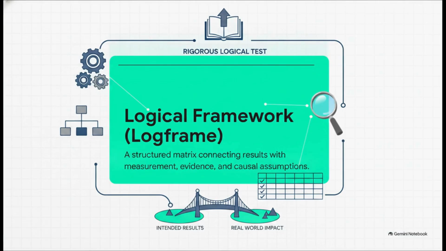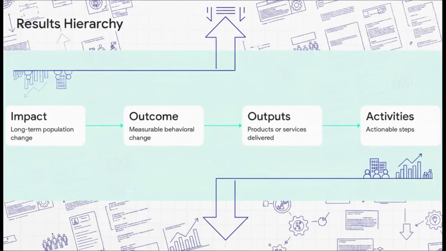Now, I want to clear something up right out of the gate here. A logframe is a structured matrix connecting intended results with measurement, evidence, and external causal assumptions. What it is not is just some annoying donor reporting template that you frantically fill out at the last minute. No way. It is a rigorous, logical test of how your intervention will actually work. Simply put, if you can't fill this out logically, your program won't work, period. All right, let's move over to the first column and see exactly how this builds.